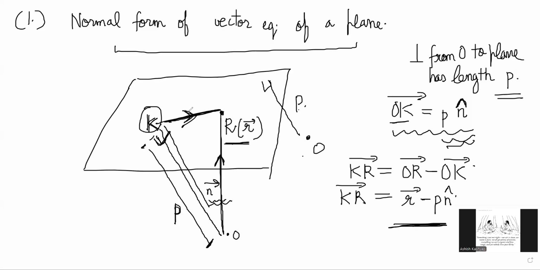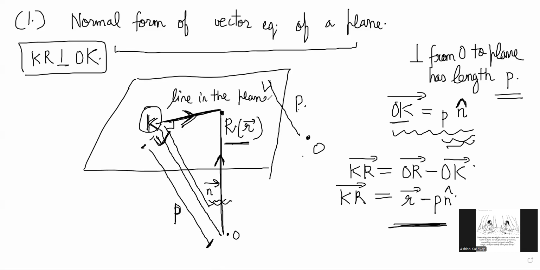Now, once we have made this kr vector, I can always say that kr is perpendicular to OK. That is a fact. Correct? Here it is 90 degrees because kr is a line in the plane. Right? Since kr is a line in the plane, kr is perpendicular to OK. So we can now say r minus p n unit vector dot product with OK, which is p unit vector, should be 0, right?